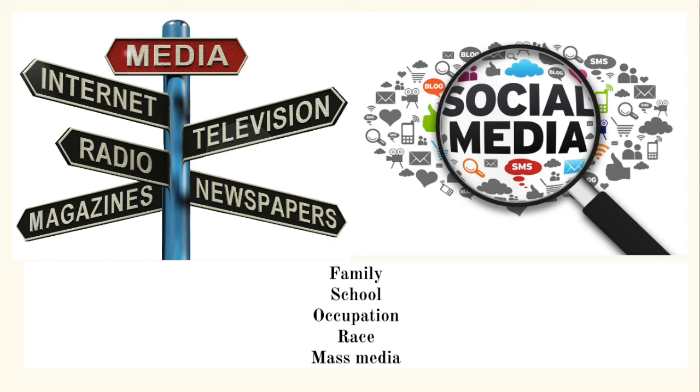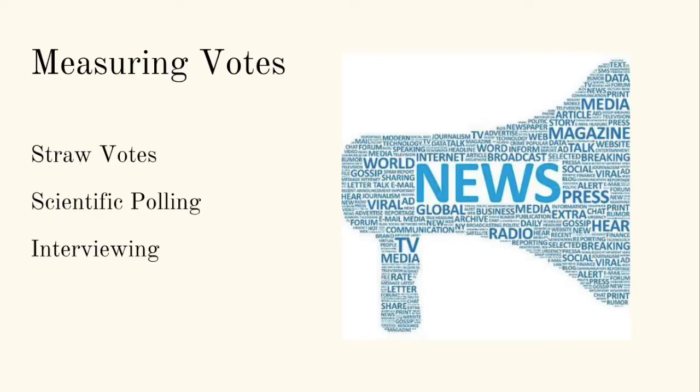Voters can be influenced by any of family, school, occupation, race, or mass media. Really, anything could change their votes or even influence how they feel about a political party or political law. There are many ways to measure votes, but in this case, there are straw votes, scientific polling, and interviewing.